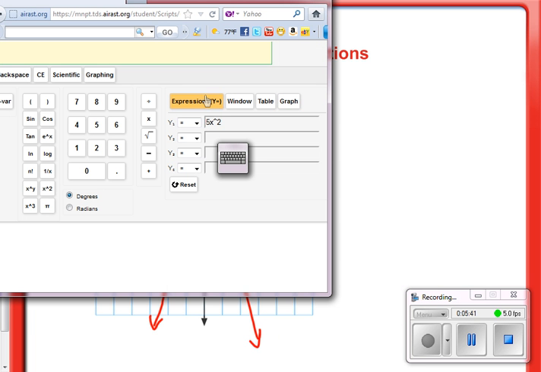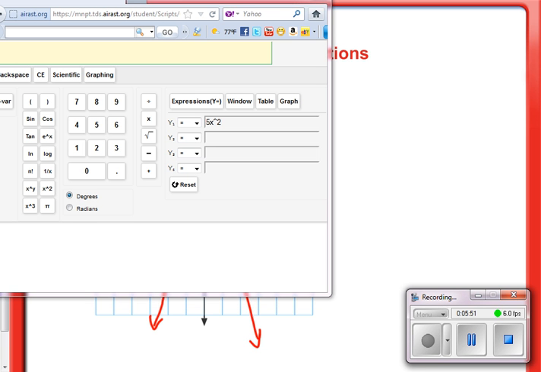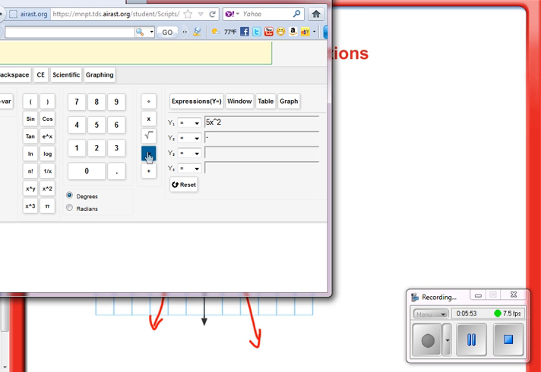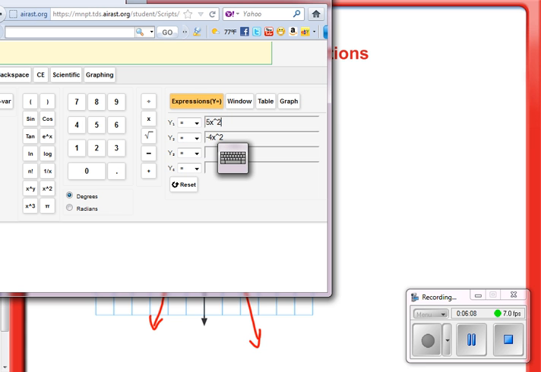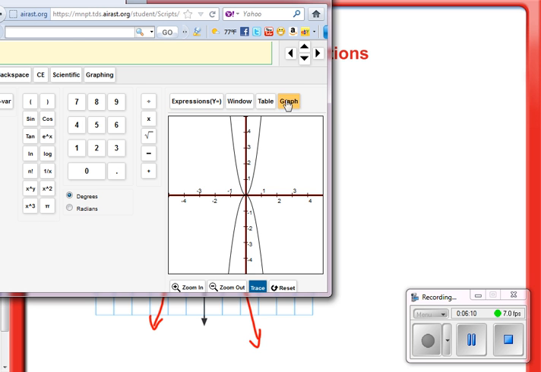Go back to your expressions here, and maybe I'll go down and construct that new graph that we have of negative 4x squared. So here's that equation. You're going to use the minus sign as a negative, and we had 4x squared. This graph should curve down, and it does. We still have that other graph up there in the equations here, that 5x squared. So you have two graphs graphed on there.